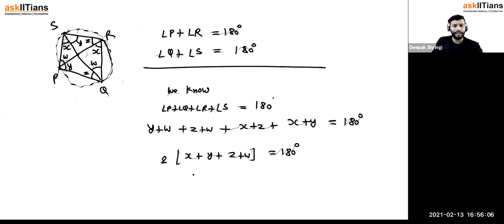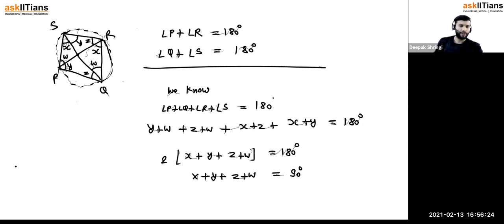From here we get an idea that X plus Y plus Z plus W is going to be 180 degrees. Okay, but this is not what we need to prove, right? We need to prove P plus R is 180. How are we going to do that?